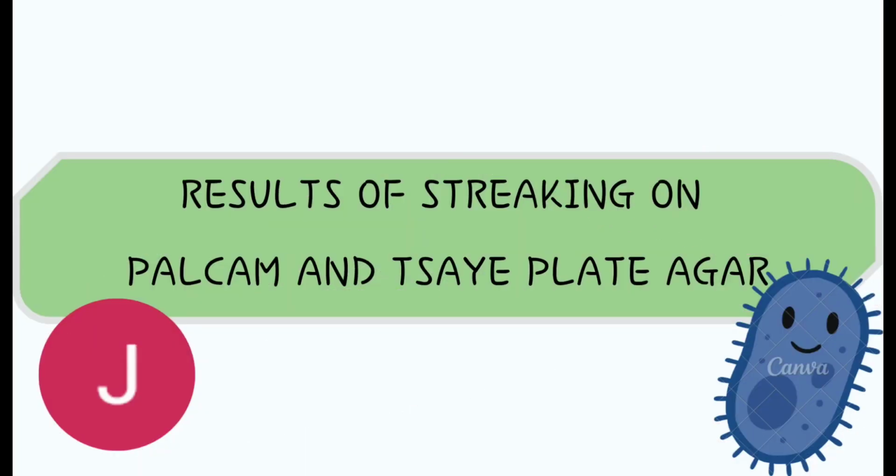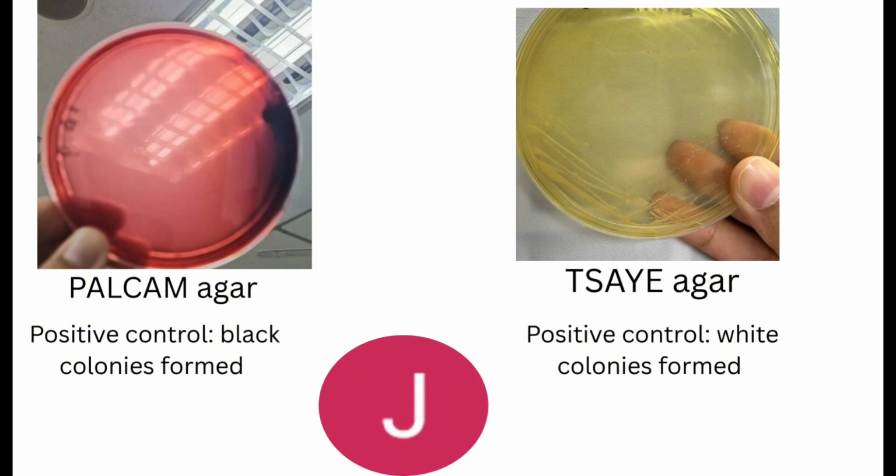Now I will explain the result of Listeria when streaking on PALCAM and TSAYE agar plates. When the sample is streaked on PALCAM agar and incubated, the result is black colonies, showing a positive control as Listeria is present, because Listeria is able to hydrolyze the esculin on the PALCAM agar, forming black colonies. Then when the sample is streaked on TSAYE agar, the result is white colonies when incubated, and this also shows a positive control because white colonies are a morphological characteristic of Listeria. The TSAYE agar has been used because this plate has the ability to isolate pure cultures.